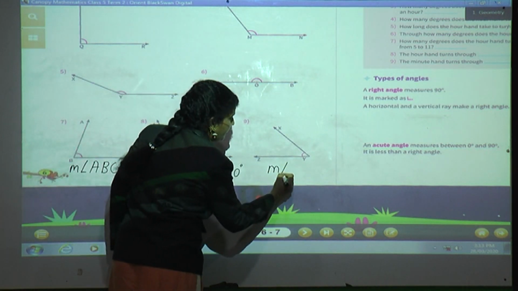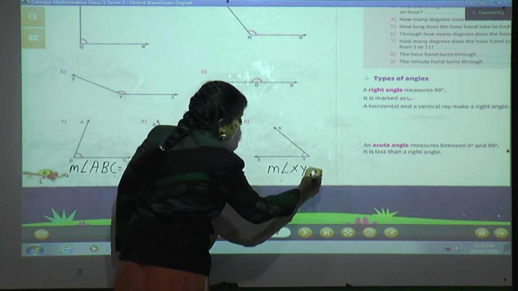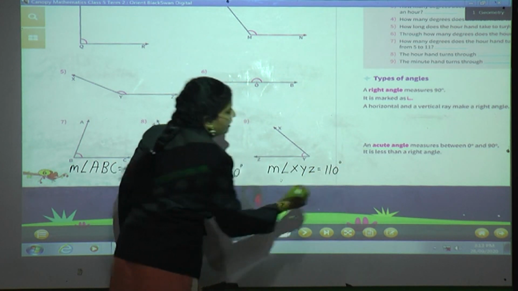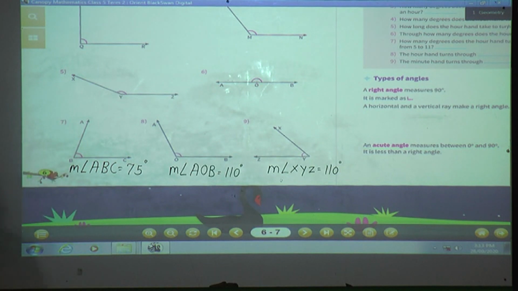Take the measurement properly and the answer is 110 degree. The measure of angle XYZ is equal to 110 degree. So students, here we completed our exercise 1.3. Now we will see types of angles.